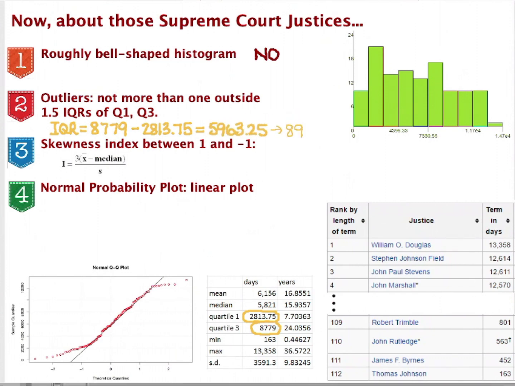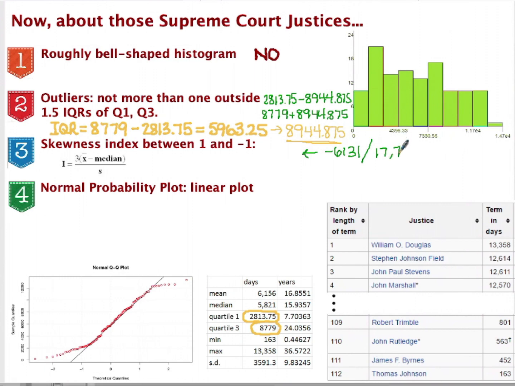Now we take that times 1.5, and we're going to check to see if there are any outliers beyond that much below quartile 1 or beyond that much above quartile 3. First quartile 1, then quartile 3. So that first one comes out to negative 6,131. And I don't have any justices that are serving less than that, so we're okay on quartile 1.